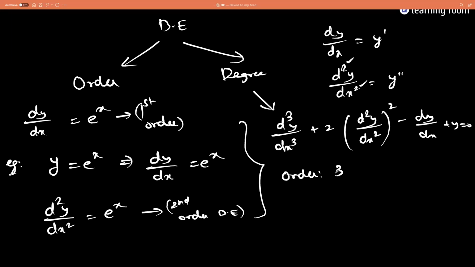But what is degree? Basically, degree is the power of the highest order. So degree is the power of the highest order. What will happen is, here we'll get confused with the fact that d square y by dx square is there, power 2 is there. So you'll start thinking that 2 is the degree of the equation. No, it is 1.